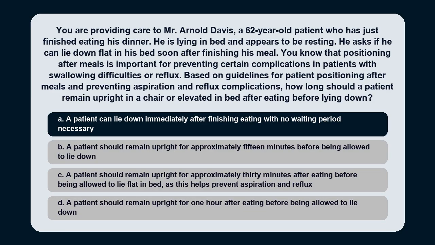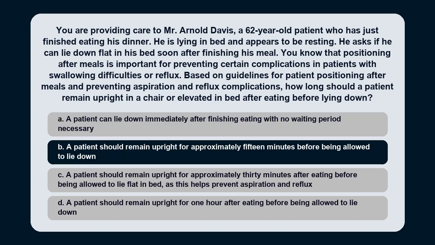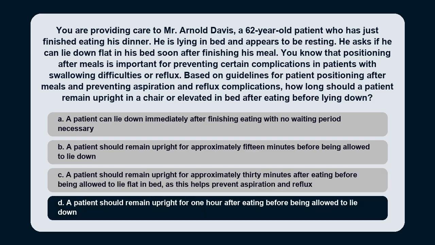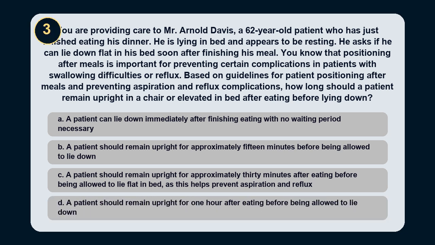Option A. A patient can lie down immediately after finishing eating with no waiting period necessary. Option B. A patient should remain upright for approximately 15 minutes before being allowed to lie down. Option C. A patient should remain upright for approximately 30 minutes after eating before being allowed to lie flat in bed, as this helps prevent aspiration and reflux. Option D. A patient should remain upright for 1 hour after eating before being allowed to lie down.